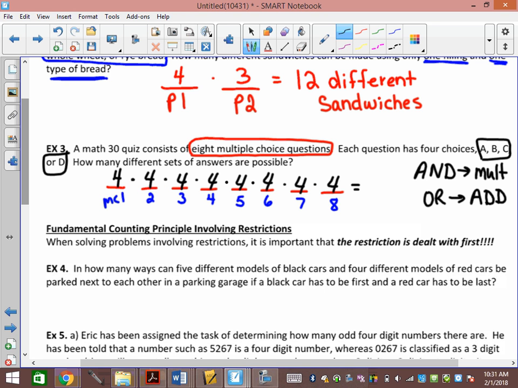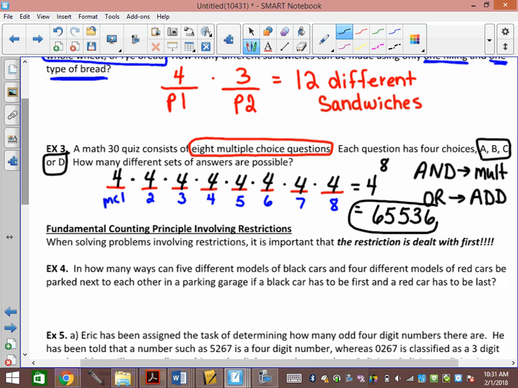Now this is the same as 4 to the power of what? 4 to what exponent? 8. Anyone have the answer to 4 to the 8? Put your hand up if you got it. Or 4 times 4 times 4 times 4, same thing. 65,536.